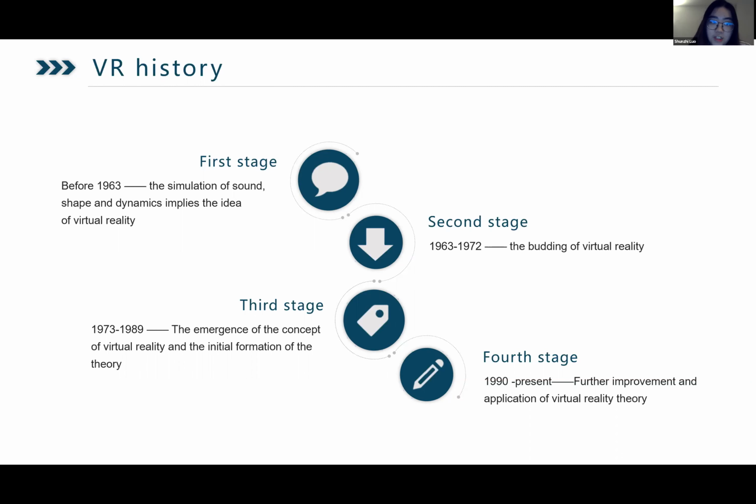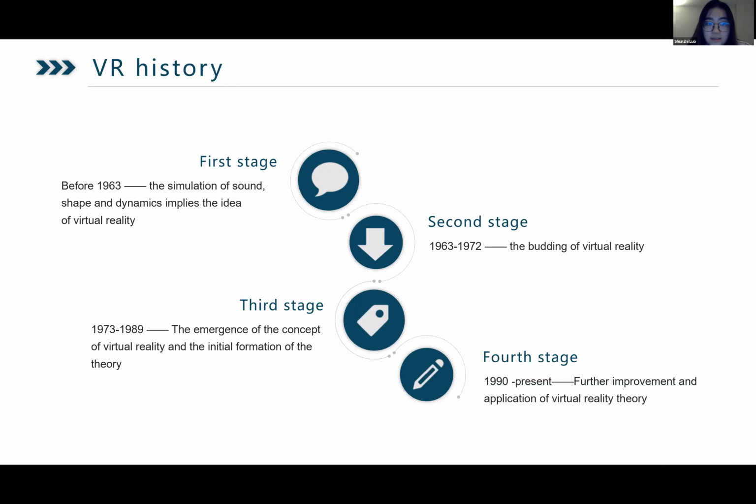The second stage is 1963 to 1972, the building stage of virtual reality. The third stage is 1973 to 1989. This is the stage of the emergence of the concept of virtual reality and the initial formation of the theory.